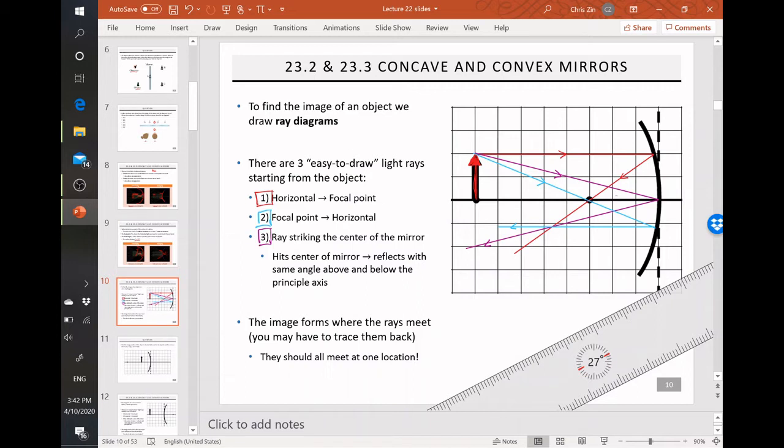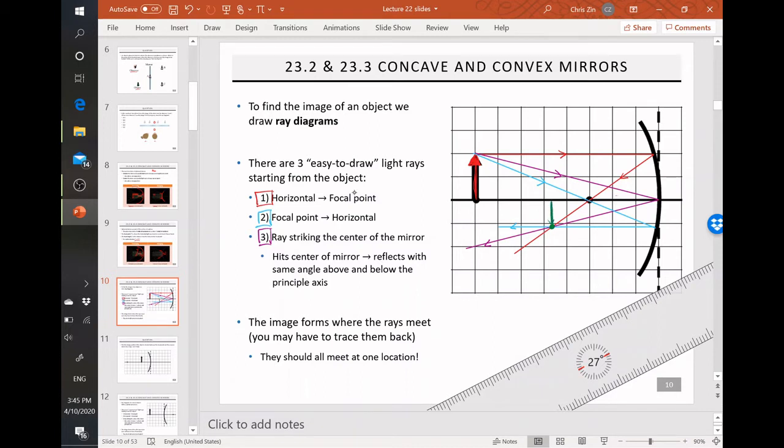So we call these the horizontal to focal point light ray, the focal point to horizontal light ray, and then the ray striking the center of the mirror light ray. Notice that all three of these easy-to-draw light rays meet at a single point. That point will be the image location.